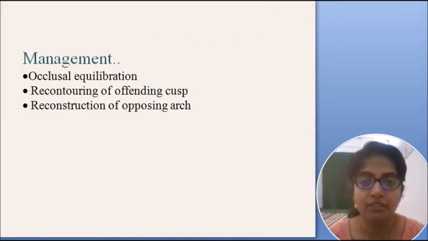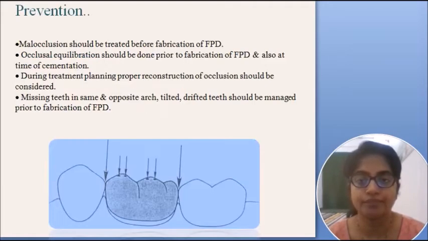How do we manage this? Very easy, do occlusal equilibration. See whether there is proper intercuspation, whether there is any interference. If there is interference, we have to recontour the offending cusp, and if there is a missing tooth, there should be reconstruction of the opposing arch.